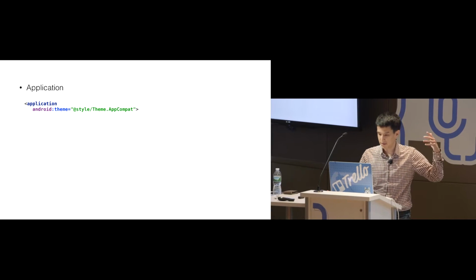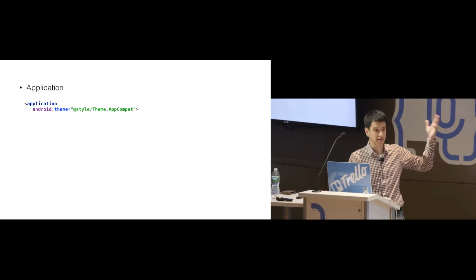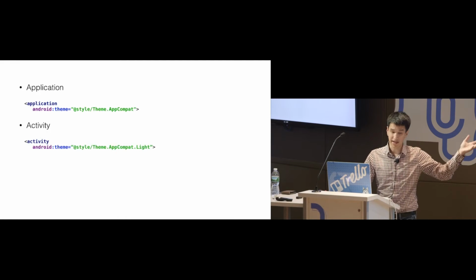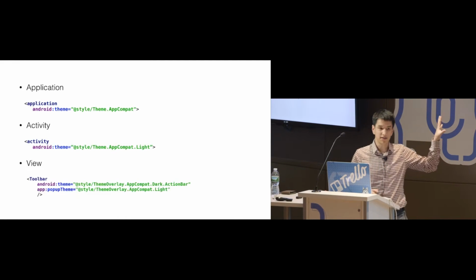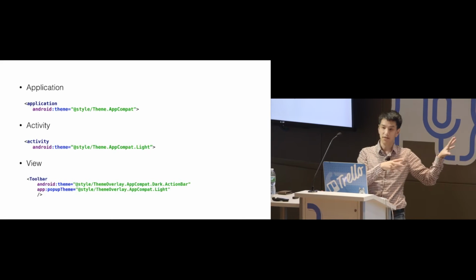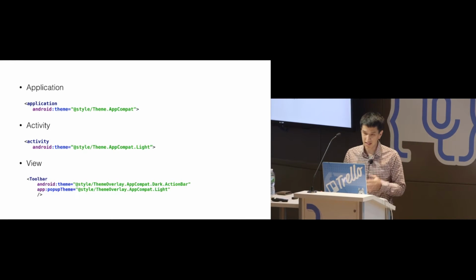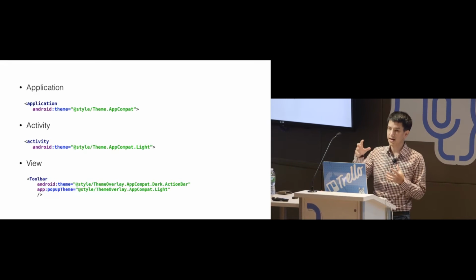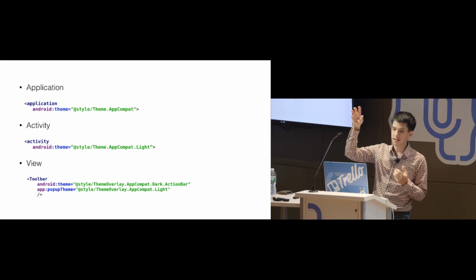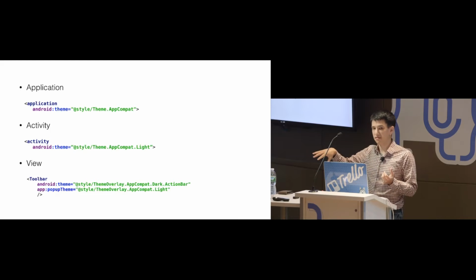So in terms of applying themes, you can apply it at an application level, and then it gets applied to everything that doesn't have a different theme applied. You can apply it to the activity, or, and this is the most interesting one, you can apply it to views. This is sort of a recent development from a few years ago that some people still don't know about, but you can apply a theme just to the view, and then it applies to that view and any children of that view.